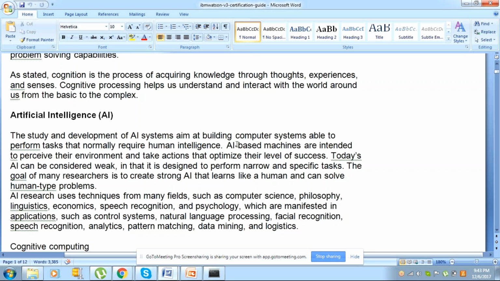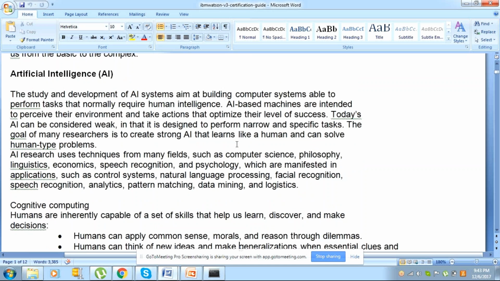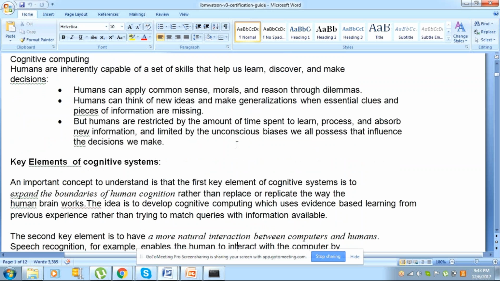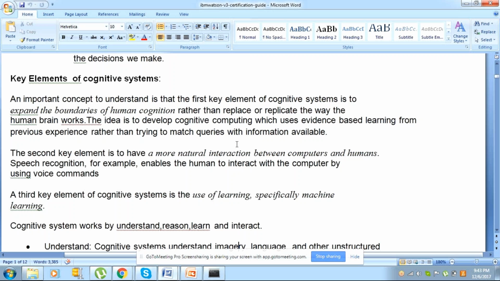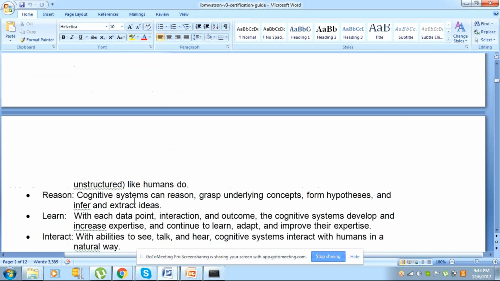So this is called artificial intelligence, where the program is given an intelligent system, like a human being, and it tries to behave a little bit intelligently, not explicitly programmed. That comes under AI. The key components of a cognitive system are also required. Cognitive systems work by understand, reason, learn, and interact. These are the four components we'll discuss.